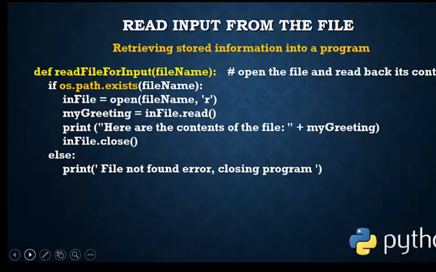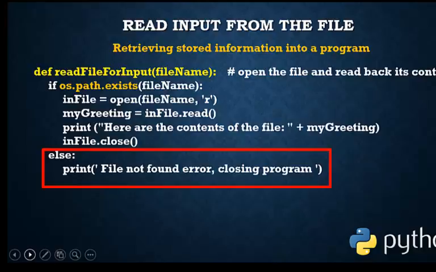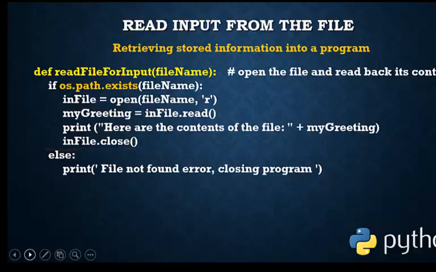The read file for input function accepts the file name as an input parameter and uses that in the os.path.exists function to check whether or not the file exists. If the file does not exist, we can't read its contents, so we follow the else path, print a file not found message, and we are done. However, as long as the file is found, we perform the open function again with the file name, but notice this time we use the parameter r for read. This means we will extract the contents of the file and use it inside our program.